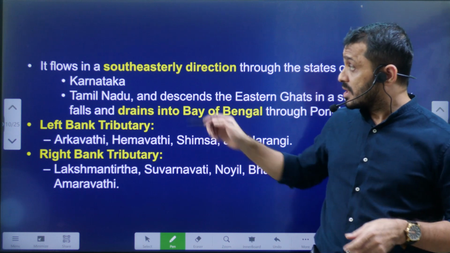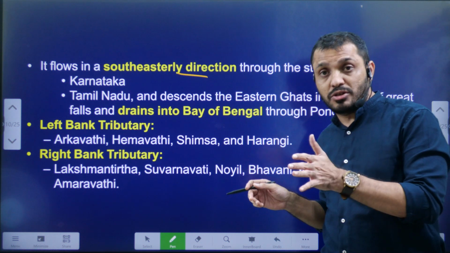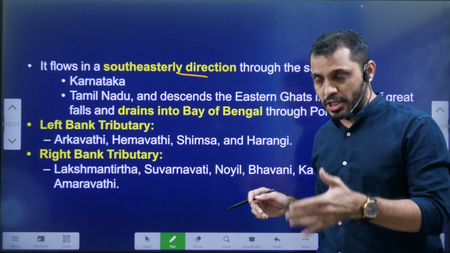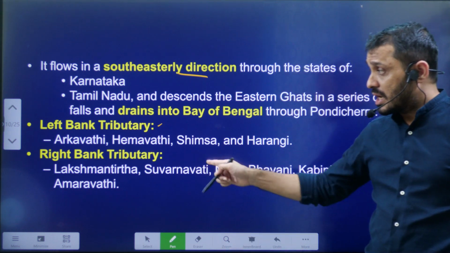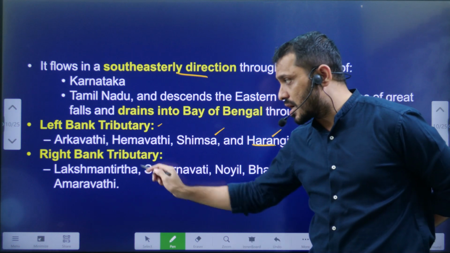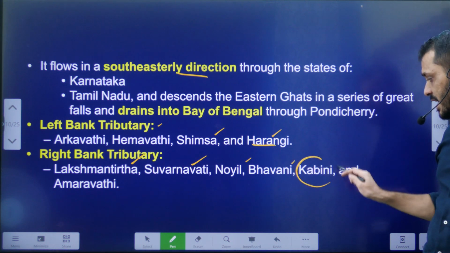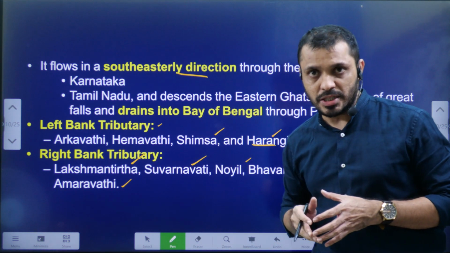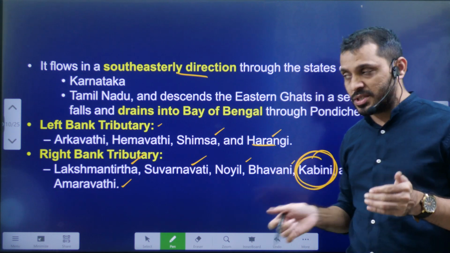Now let us see this. After entering Karnataka, the river flows through Tamil Nadu and into the Bay of Bengal through Puducherry. You know that some of the left bank tributaries of the Cauvery are Arkavati, Hemavati, Shimsa and Hargangi, whereas the right bank tributaries are Lakshman Tirtha, Suvarnavati, Noil, Bhavani, Kabini, the popular river, and Amaravati. These are some of the right bank tributaries. You have to know this much detail regarding the river if it is in the news.